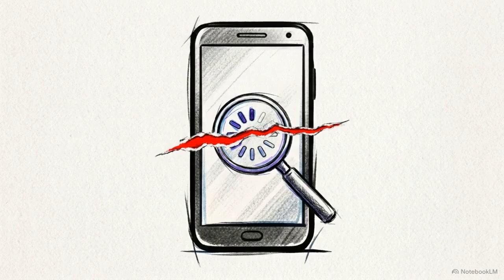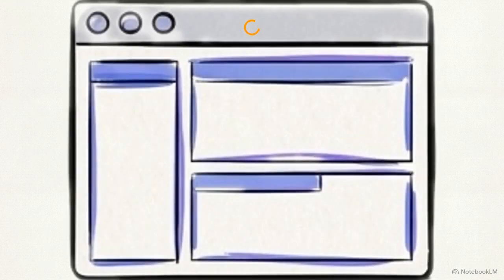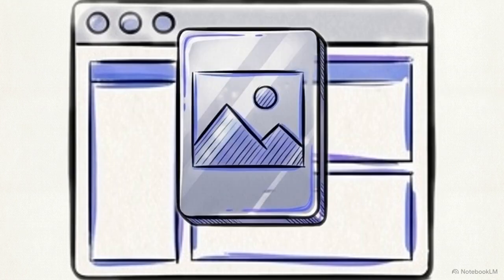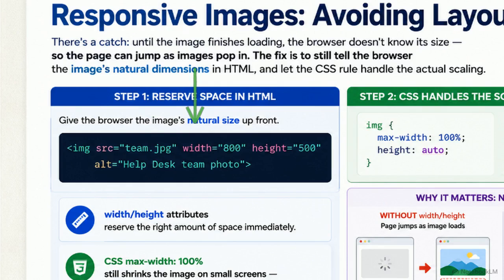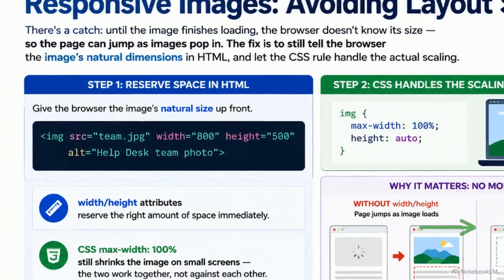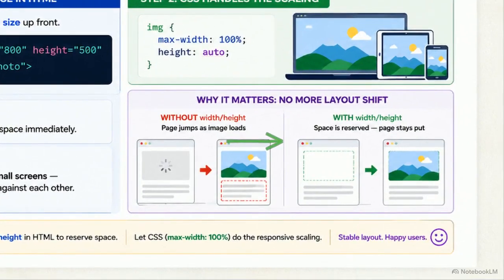But fluid images introduce a new problem: layout shift. As the browser waits to download the image file, it doesn't know how much space to leave empty. When the image finally arrives over the network, the entire page violently jumps down. This code block highlights the HTML adjustment required to prevent that jump. By hard-coding the natural width and height attributes directly into the image tag, you reserve the exact physical space before the file even begins to download.